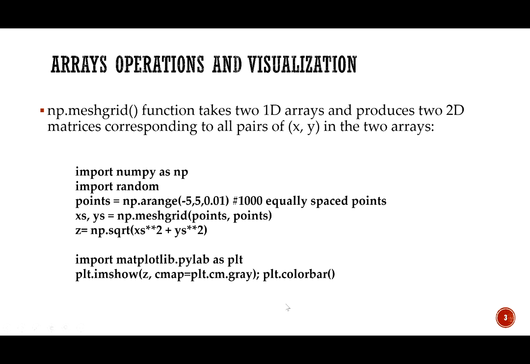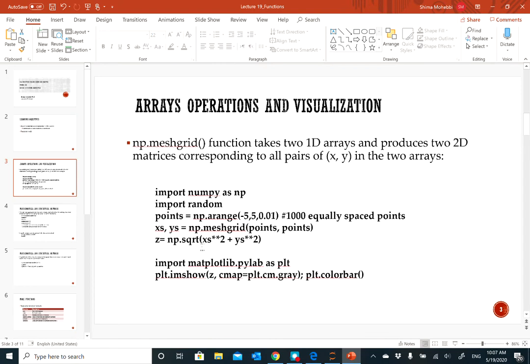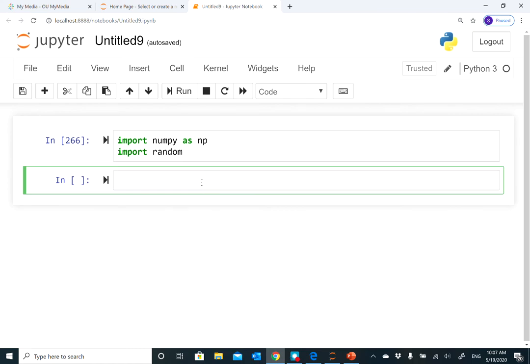So let me implement this in Python, and you can see the result for the MeshGrid method, how we can apply a function just in one line of code, and then visualize the results. So first I create a one-dimensional array using the arange method, which is array range between -5 and 5 with the step value 0.01. So let's run this.